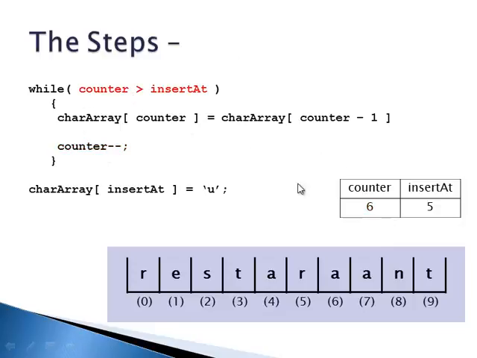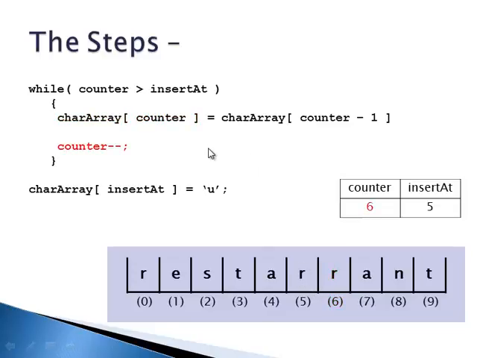The counter is 6. The insert at is 5. So we are still greater than, and this is true. So we'll come down here. We're going to reach down from counter 6 down to minus 1. So we're going to look at the index 5. The element at index 5 is R. We're going to assign that to the char array element at counter, which is 6. That has an A in it, but we're assigning it from the one below it. So in fact what that will become is the R that was right down below.